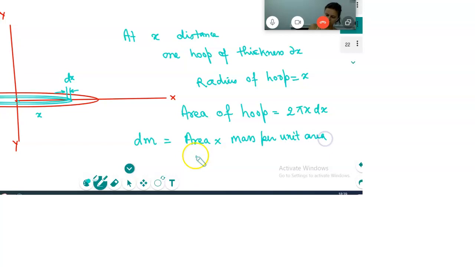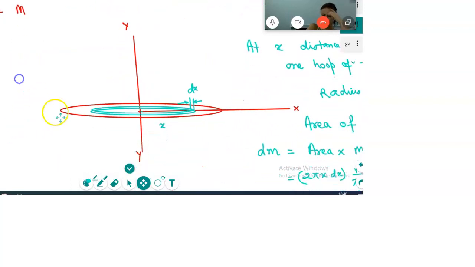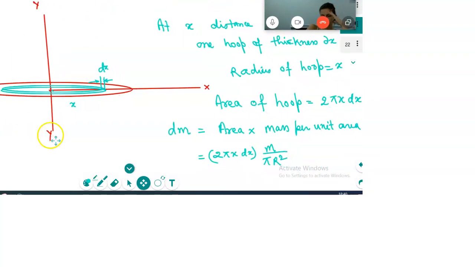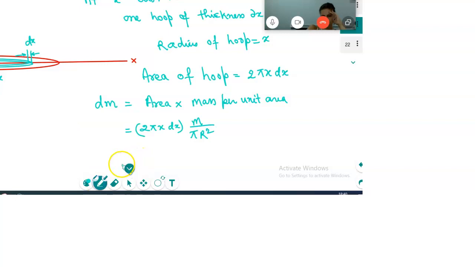Is it clear? Area is how much? 2πx dx, multiplied by mass divided by area. The unit area is not 2πr. Unit area is πr² for this disk, the full area. We have to take the full area, correct? Yes, πr², not 2πr. Is it clear? Okay, dm, you arrange it.